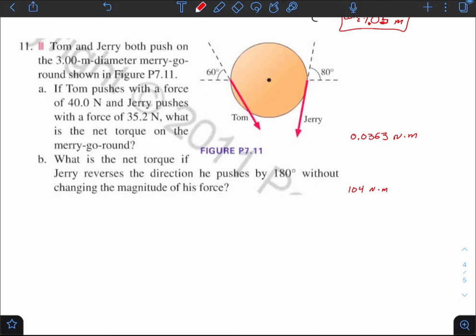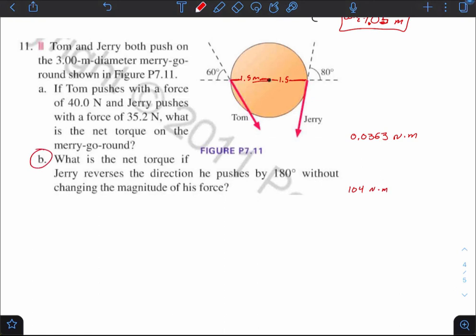Looks like a torque problem just from seeing it. I see Tom and Jerry both pushing on a 3-meter diameter. Ooh, 3-meter diameter, which means 1.5 meters is the radial arm. And this is one that I do think you guys should pay very close attention to, at least for how we calculate the force, especially in part B, or at least how we calculate the angle.